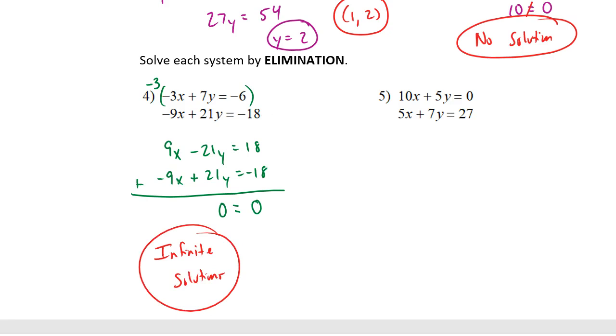So that would be your answer. Any solutions on those lines would work. If you were to graph these two equations, they would end up being the exact same line. They lay on top of each other. All right, let's look at the next one.